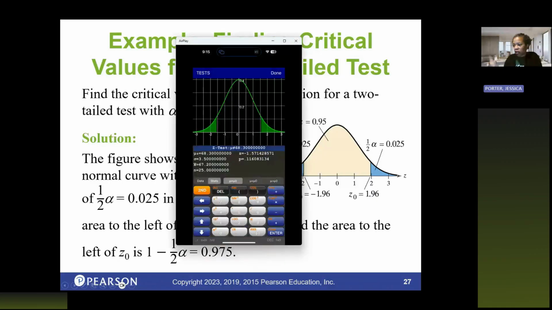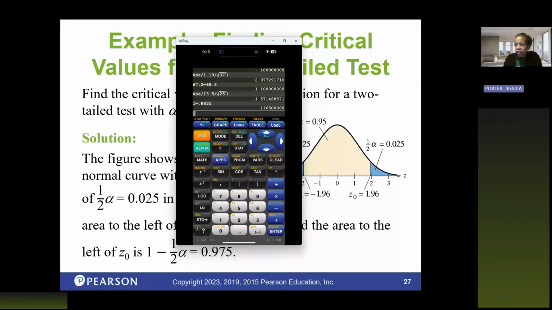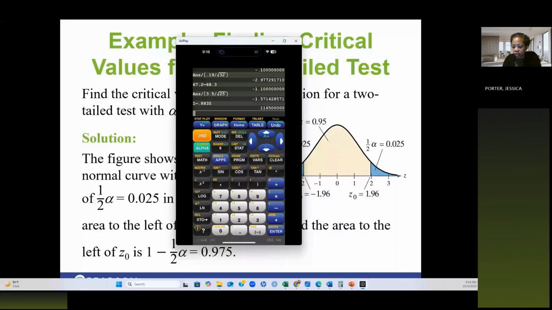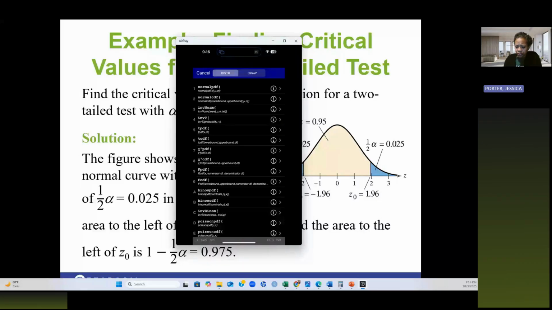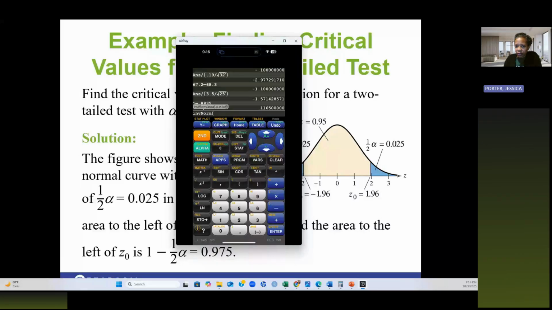So on this screen, if you're in the screen, just hit done. And what you can do is inverse norm. So second vars, inverse norm, 0.95, comma, 0 for the center, the mean, 1 for the standard deviation, and then second catalog center. And enter.